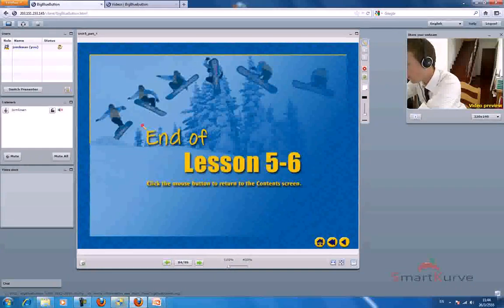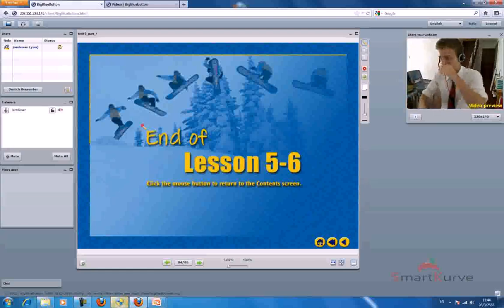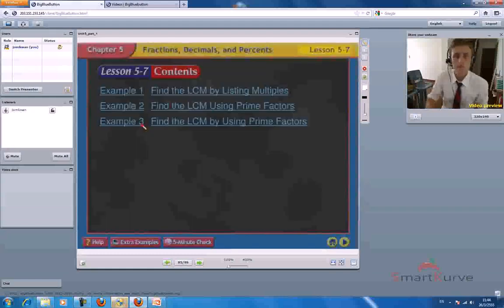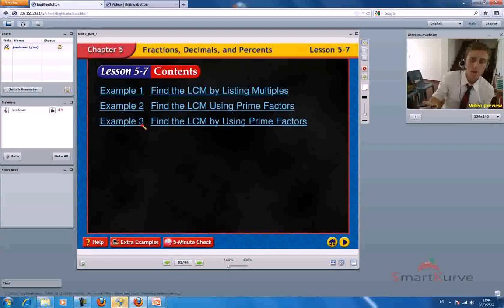Right? 0.419, move the decimal place 2 places, add a percent sign, 41.9%. Right? 0.869, move the decimal place 2 places, add a percent sign, 86.9%. End of lesson 5-6.